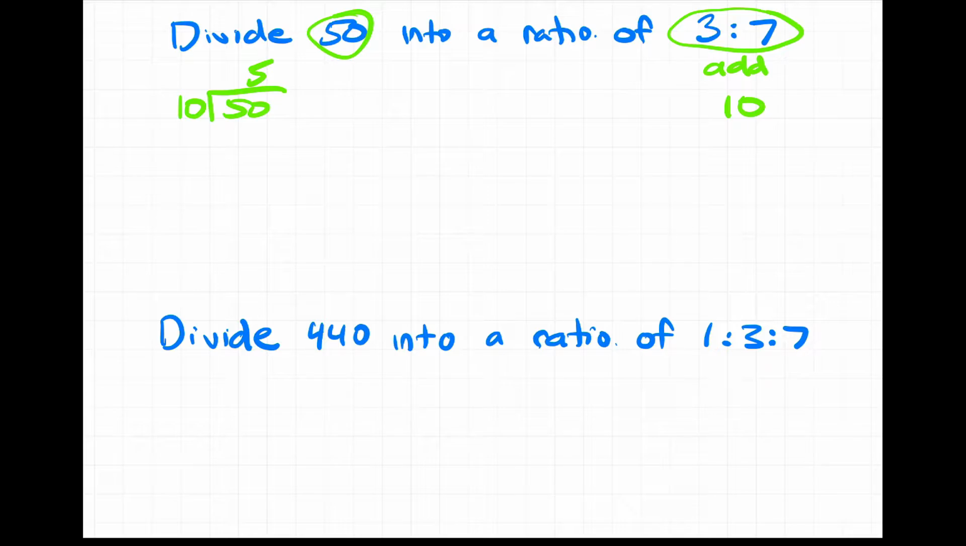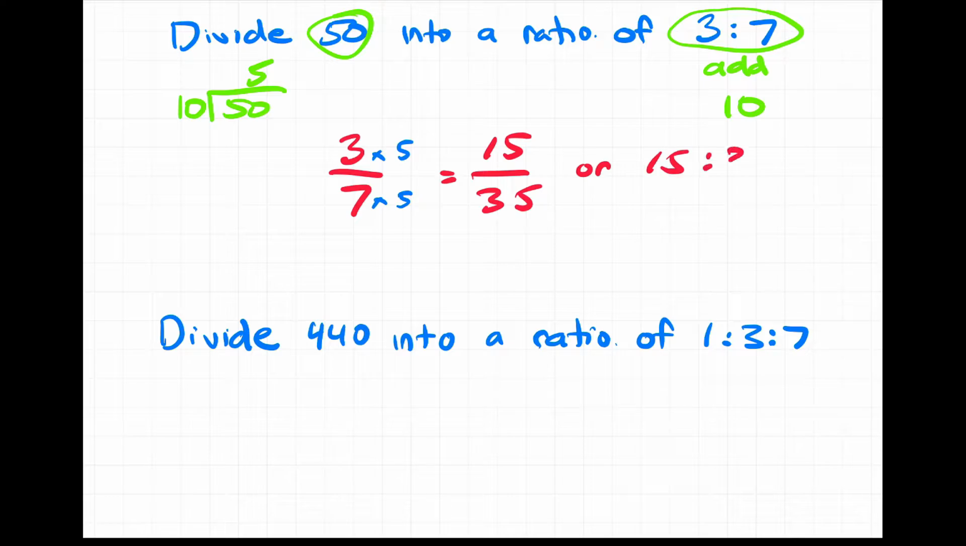So we're going to take our original ratio, which is 3 to 7, and we're going to multiply the top by 5, and we're going to multiply the bottom by 5, and we're going to end up with 15 to 35. And you can see that we basically have two equivalent ratios right here and right there.